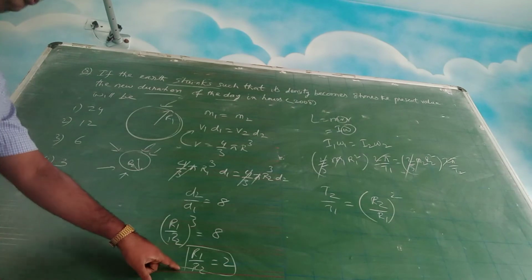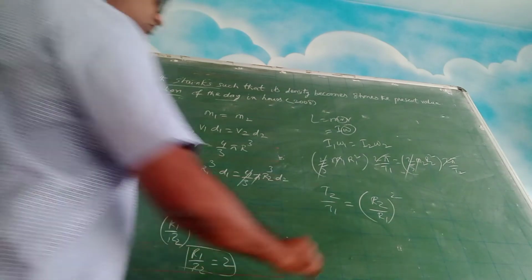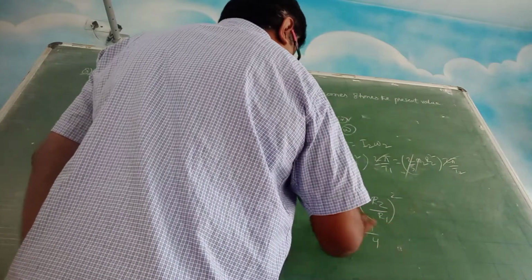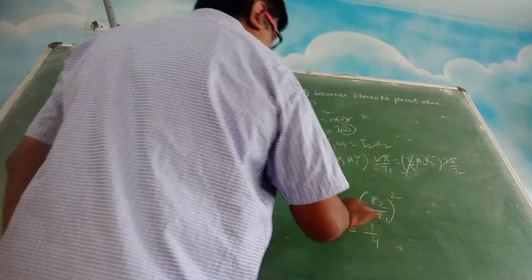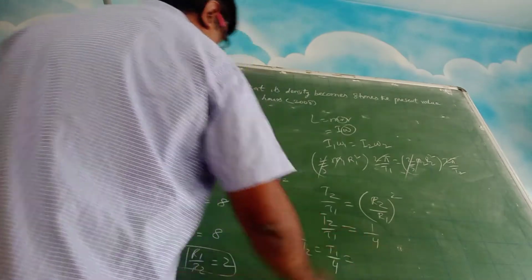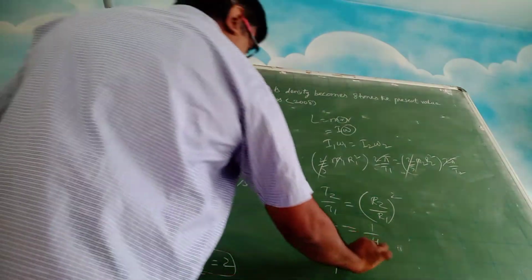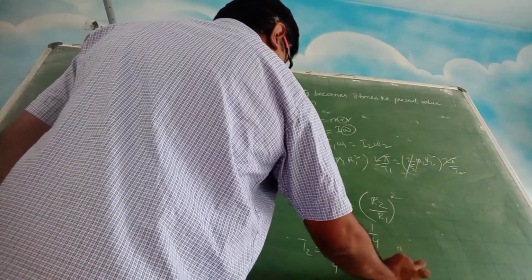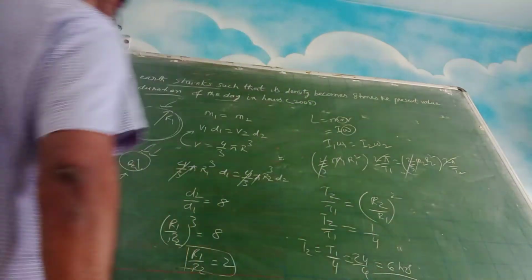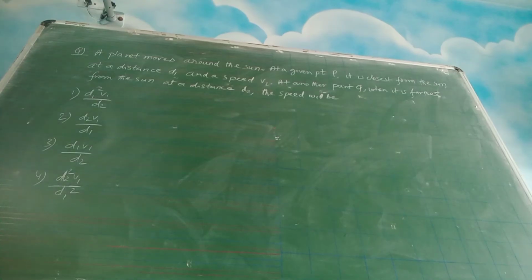r1 by r2 is 2, so r2 by r1 will be 1 by 2. So this becomes 1 by 4. So t2 by t1 is 1 by 4, or t2 is equal to t1 by 4. t1 is 24 hours per day. So this will be 24 by 4, 6 hours. Option 3 is the right answer. It's a good quality question. Okay. Let's move on to the next one.